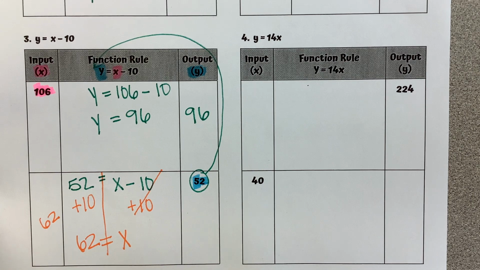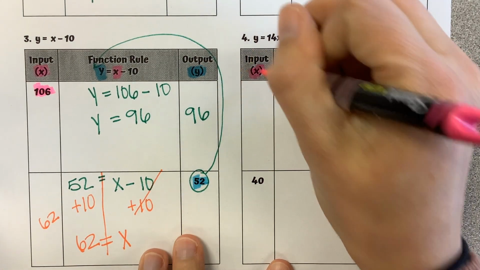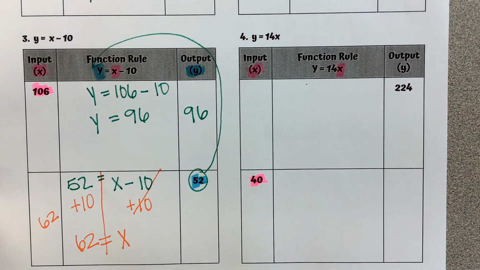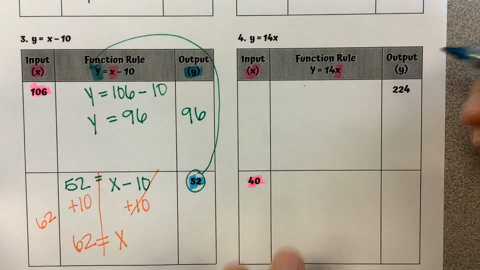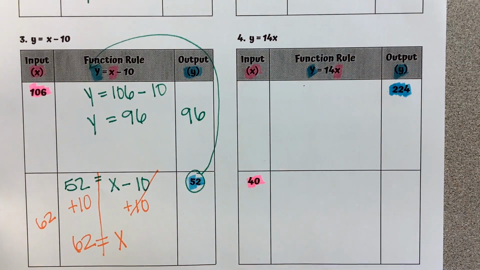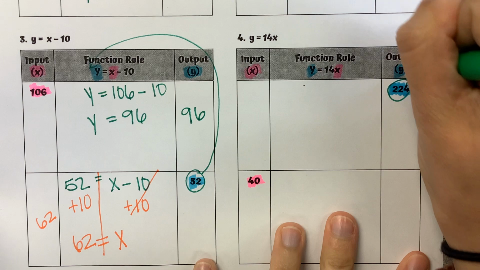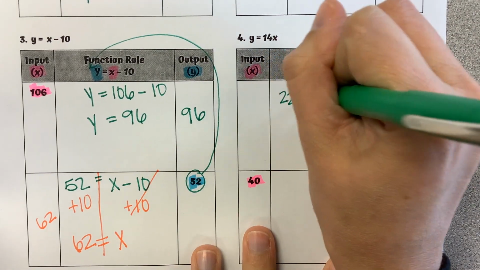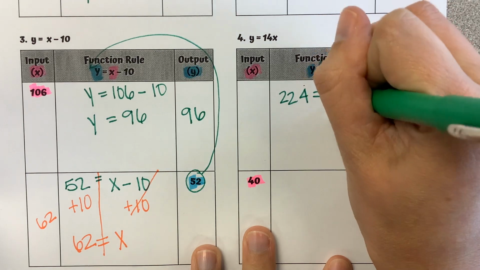Over here again, let's start our highlighting. Our x values we are highlighting so we know that that plugs in where the x goes. Our y values we are highlighting because we know that plugs in where the y is. So the first one, we are given y value of 224. We're going to plug that in for y. So 224 equals, bring down 14x.